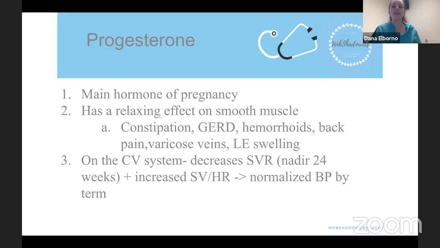Now, the other effect that it has is on all of your joints, your ligaments, and smooth muscle. It's going to relax everything to make room for a growing uterus and to make room for a baby to grow on the inside.